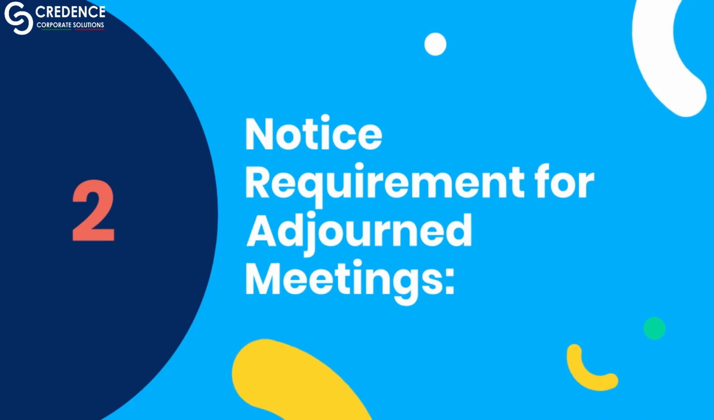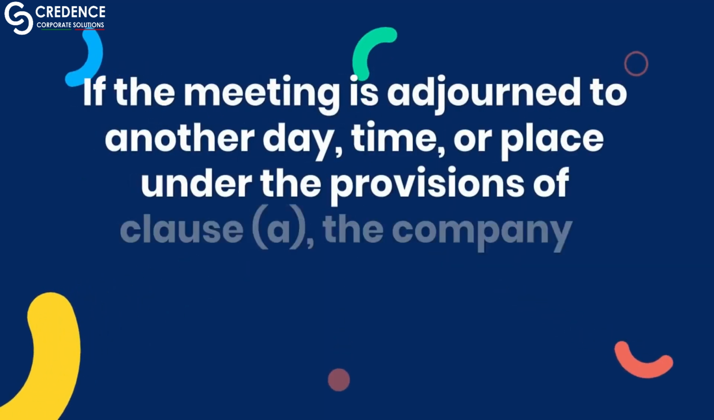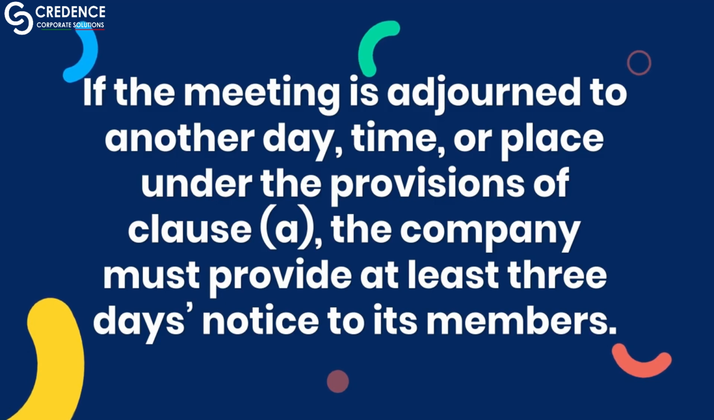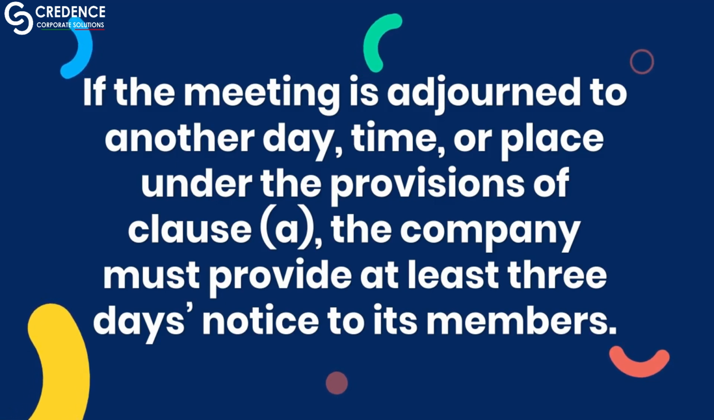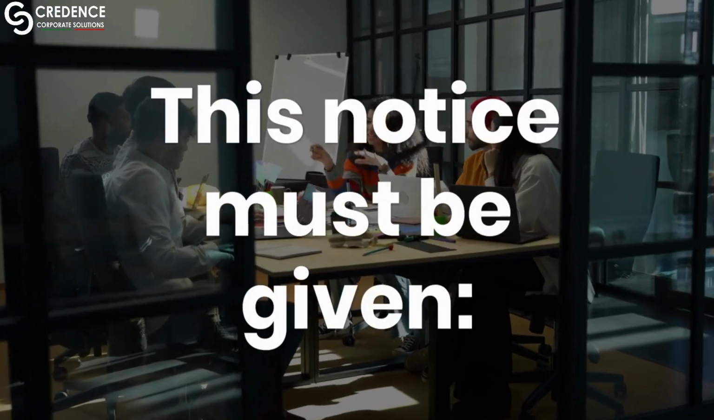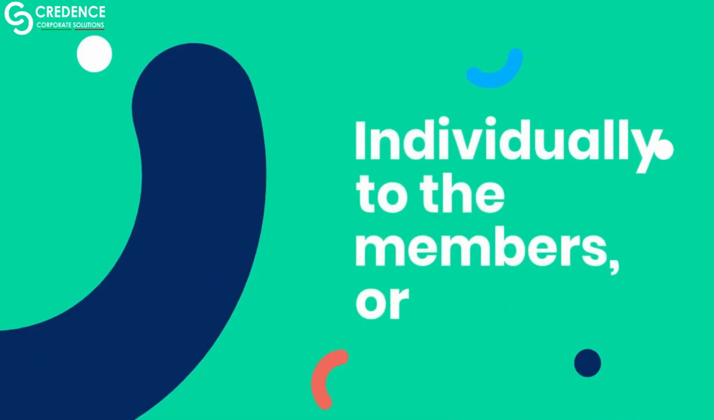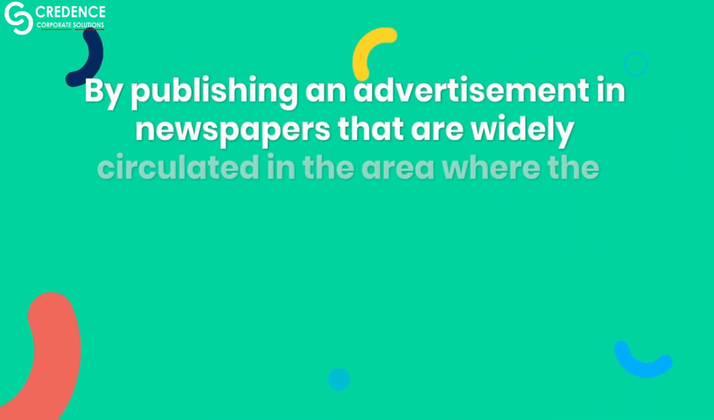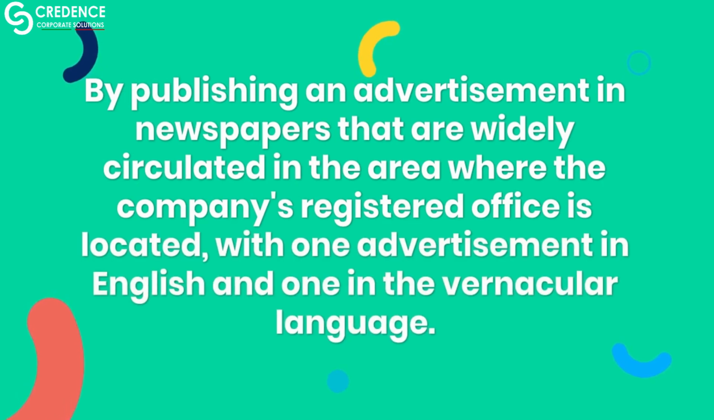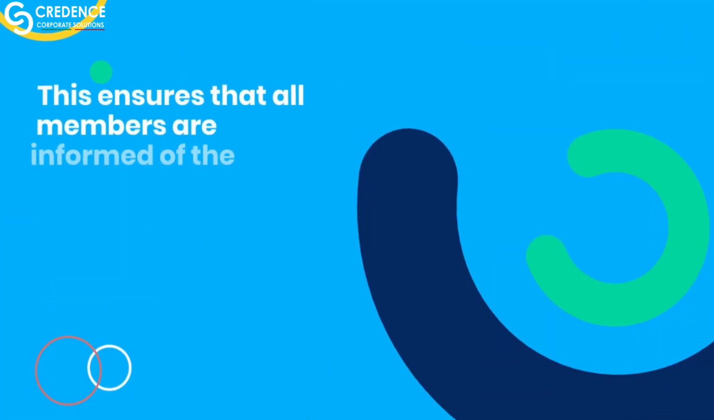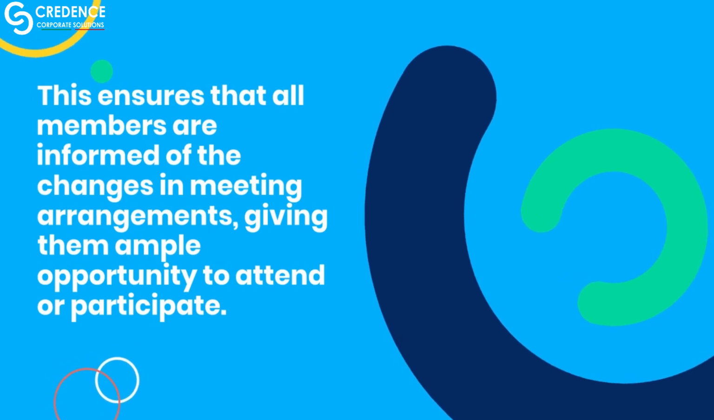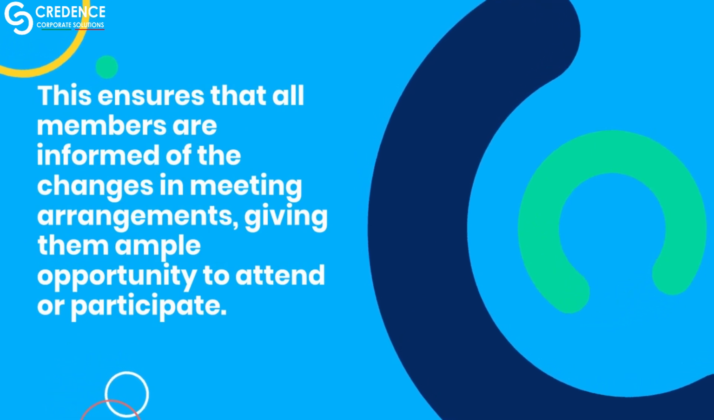2. Notice requirement for adjourned meetings. If the meeting is adjourned to another day, time, or place under the provisions of Clause A, the company must provide at least 3 days' notice to its members. This notice must be given individually to the members, or by publishing an advertisement in newspapers that are widely circulated in the area where the company's registered office is located, with 1 advertisement in English and 1 in the vernacular language. This ensures that all members are informed of the changes in meeting arrangements, giving them ample opportunity to attend or participate.